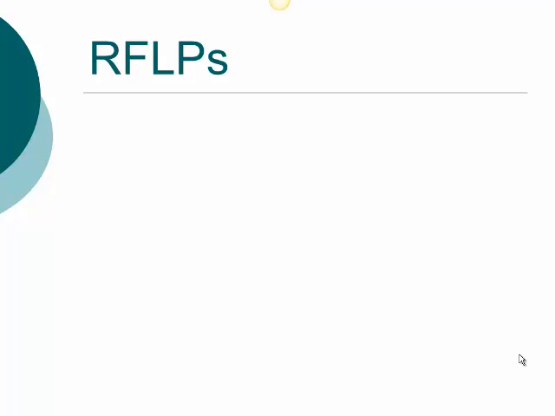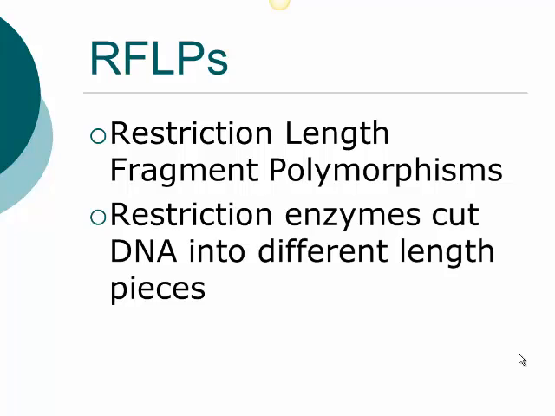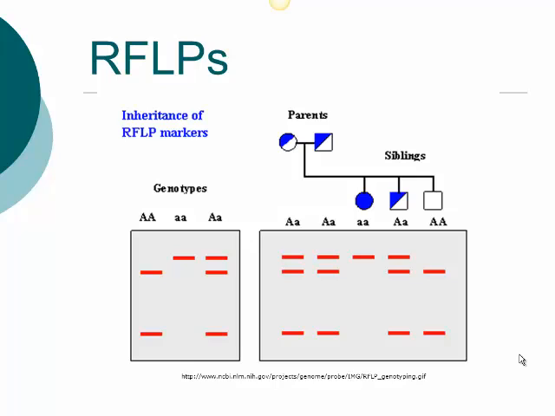Well, now we can look at something called a RFLP. RFLP stands for Restriction Fragment Length Polymorphism. That's a mouthful. Well, what does that mean? Well, restriction enzymes cut DNA into different length pieces. So they'll cut wherever there's a palindrome, and in between those palindromes are different length segments of DNA. So if you look at this diagram, if you cut parents and their offspring, you'll see that they'll have inherited half of each parent's, not only their genes, but their restriction fragments, which are located in the non-coding DNA.